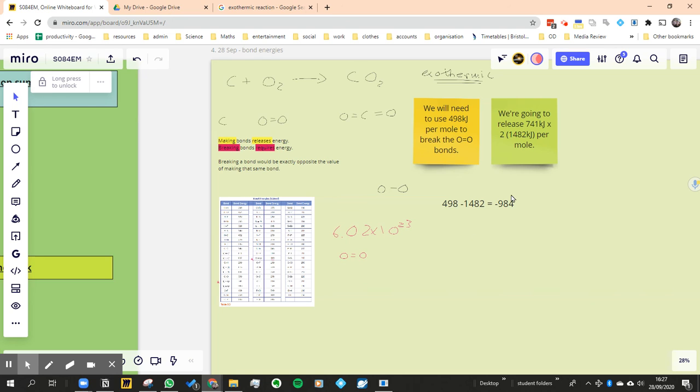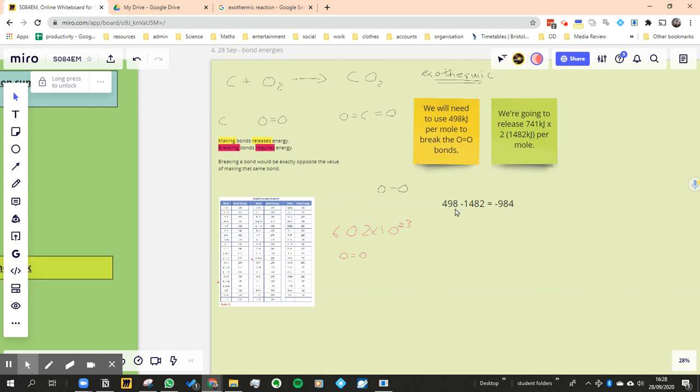So the amount of energy that would be released would be 984 kilojoules per mole, right? If we're going to have to put that much in, but we're going to get loads more out, then for the amount released you would take the orange one from the green one. The energy put in, we would take that away from the energy we're going to get out, and we'd get 984 kilojoules per mole, right?